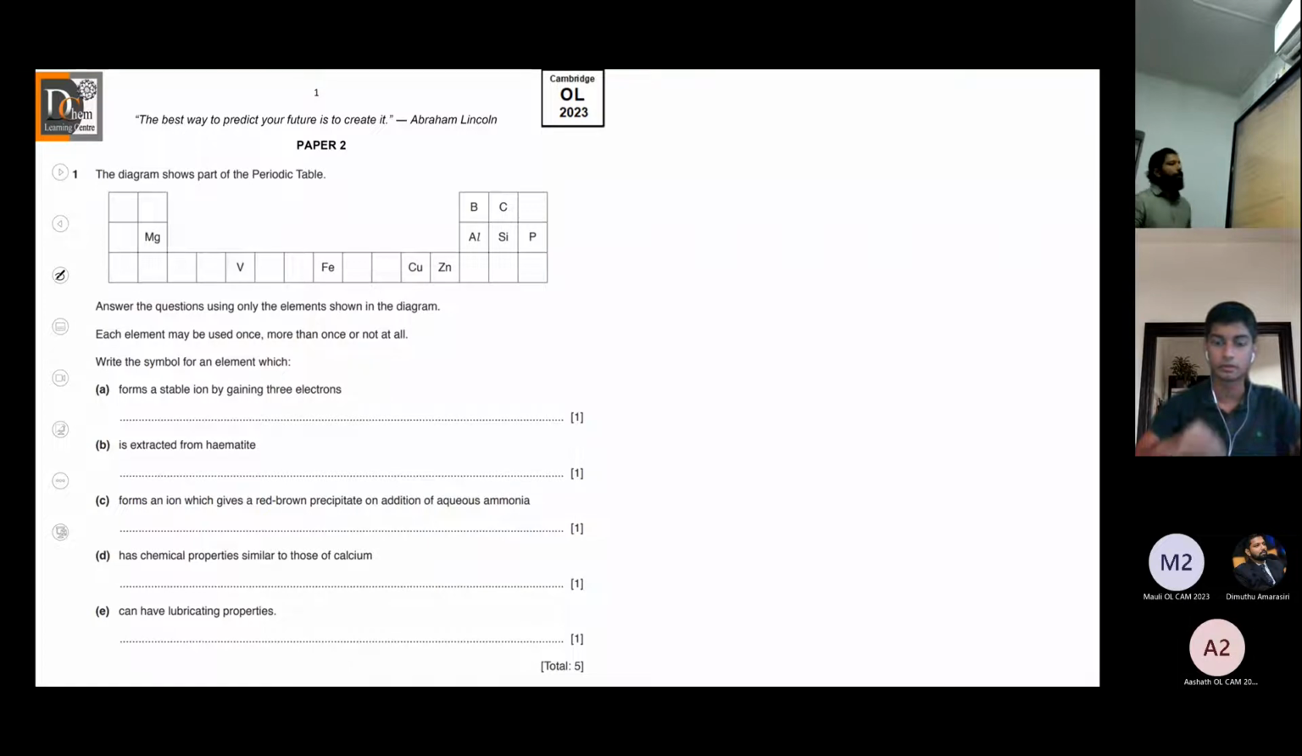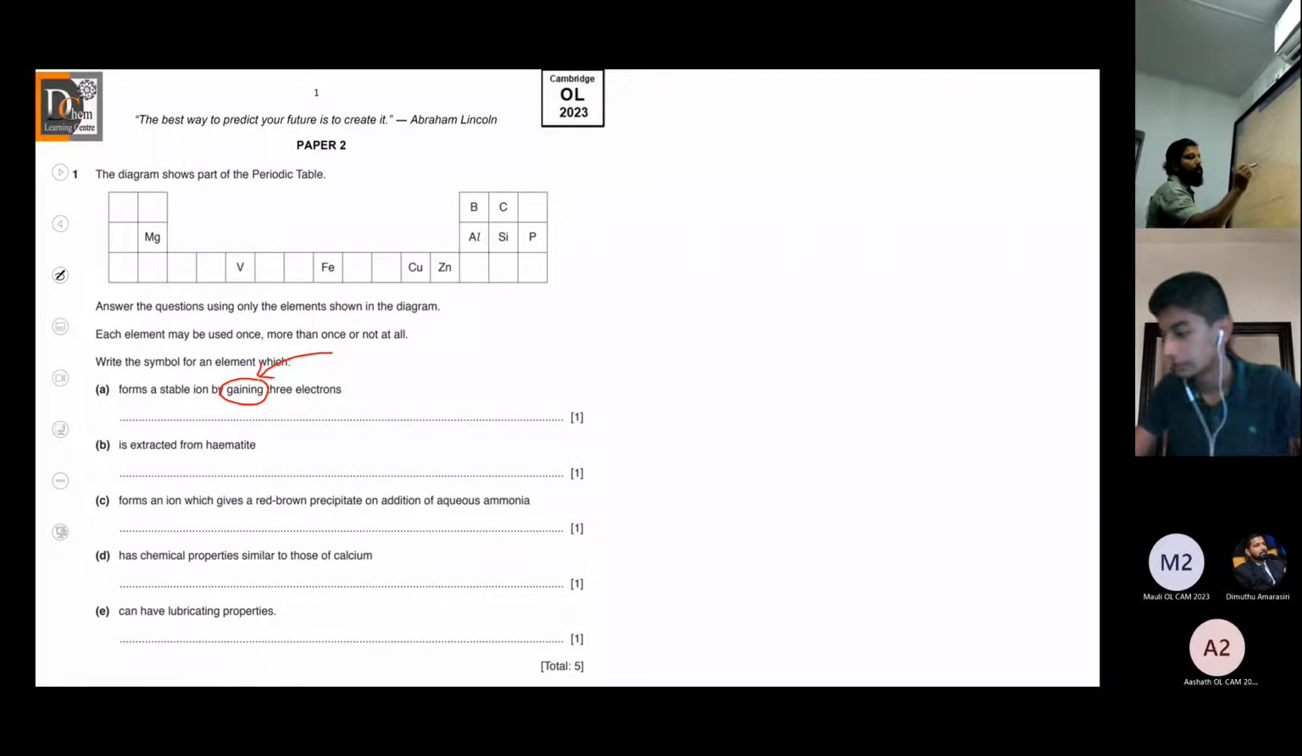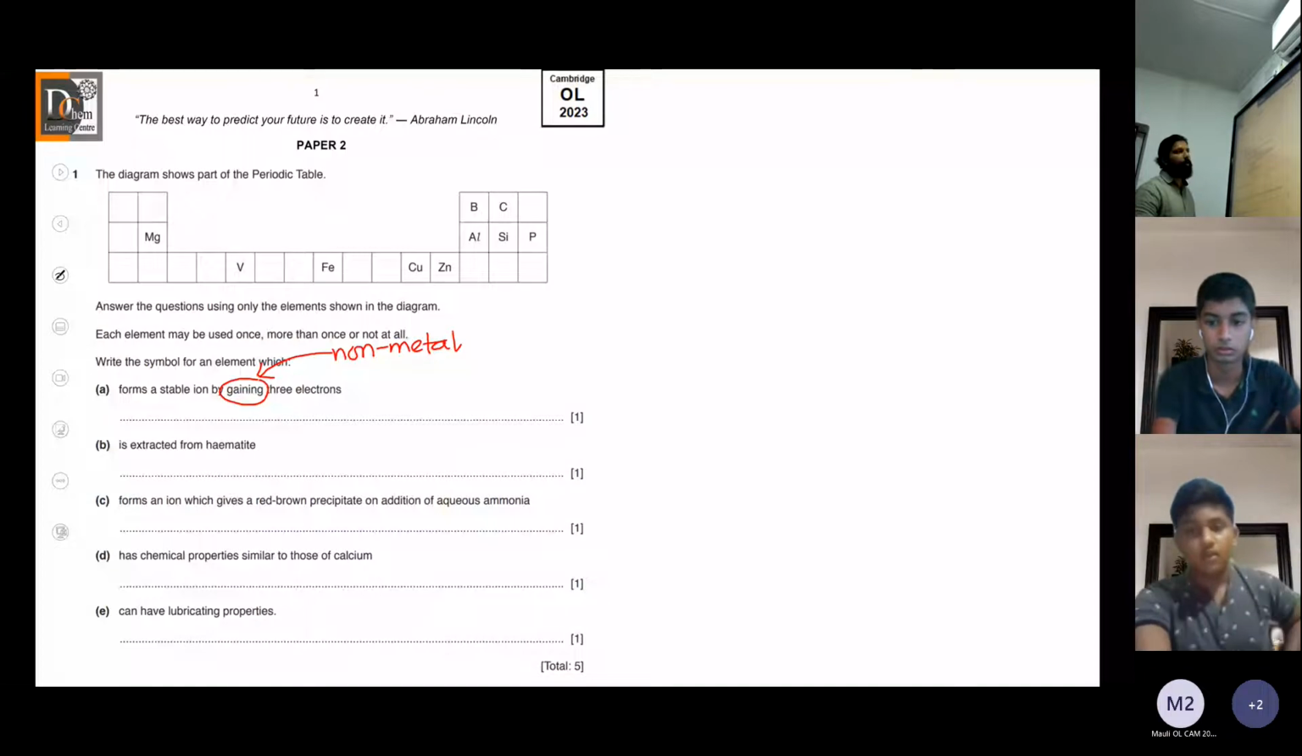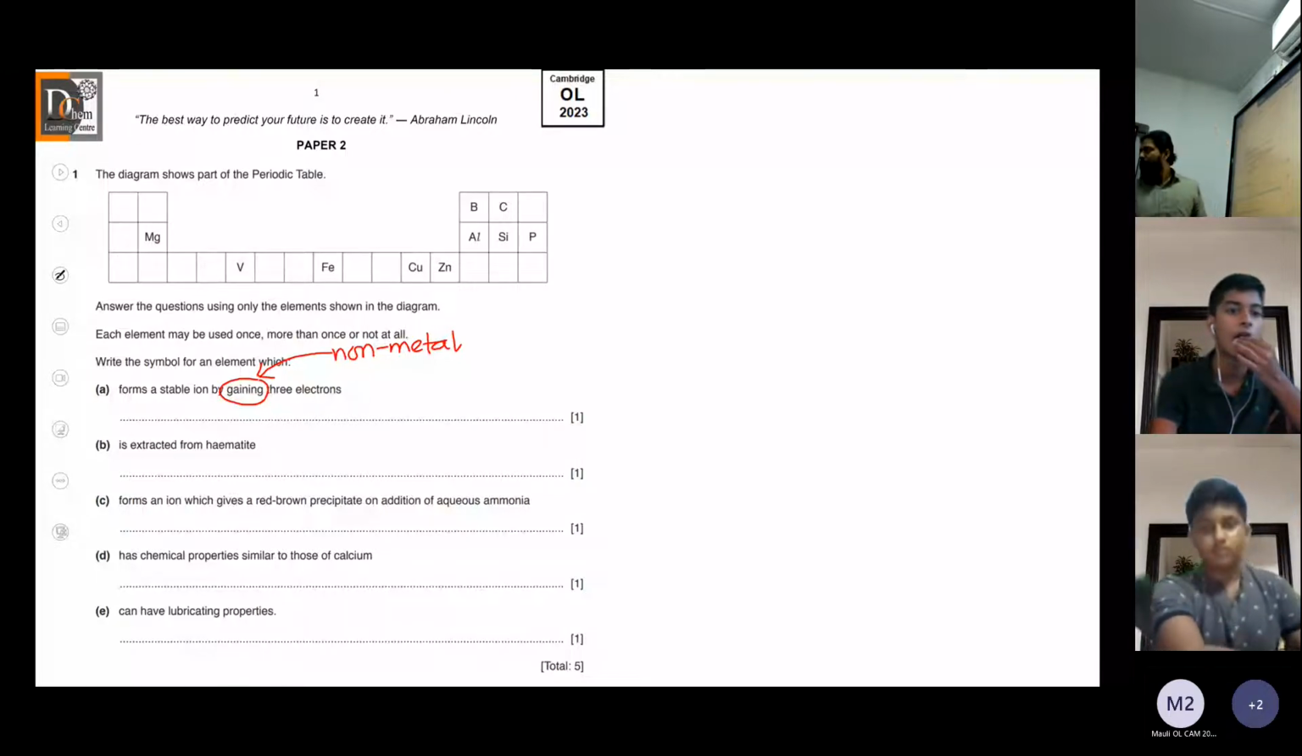Okay, first one: forms a stable ion by gaining 3 electrons. First of all, you need to figure out gaining. If it is gaining, it has to be a non-metal. It should be a non-metal atom, right? So non-metal atoms are in the group numbers above 3, right?